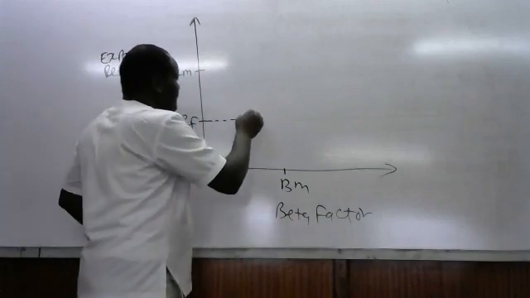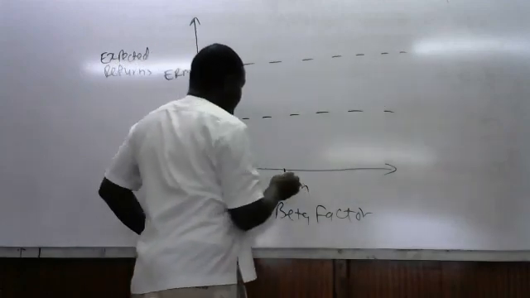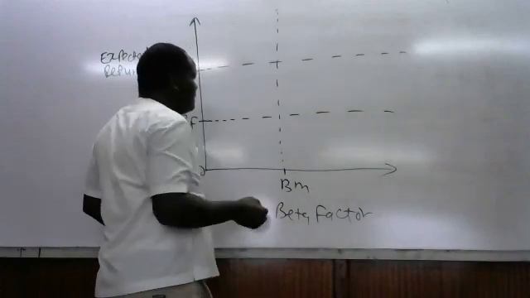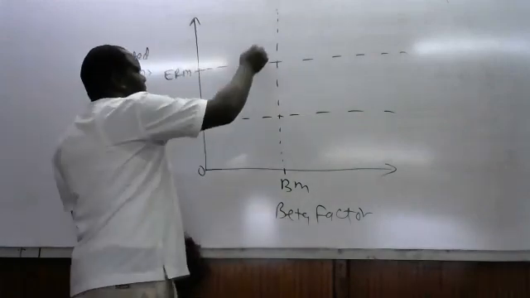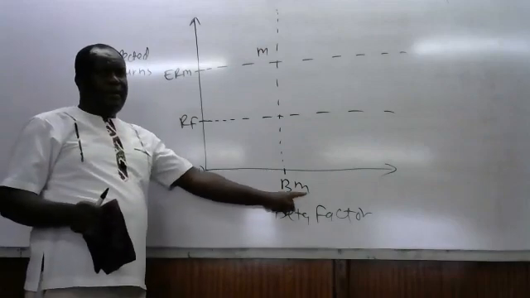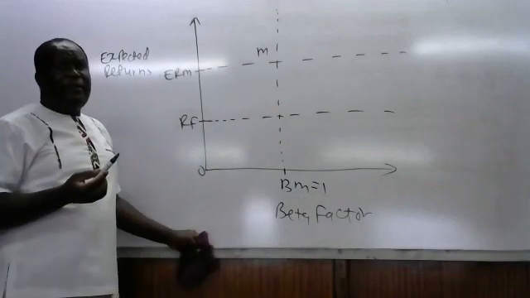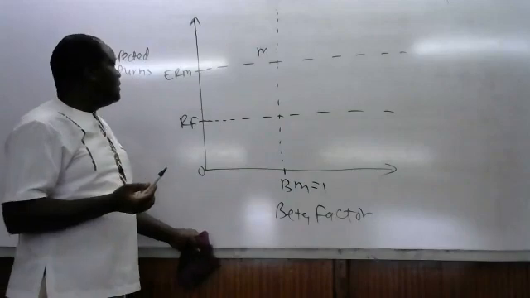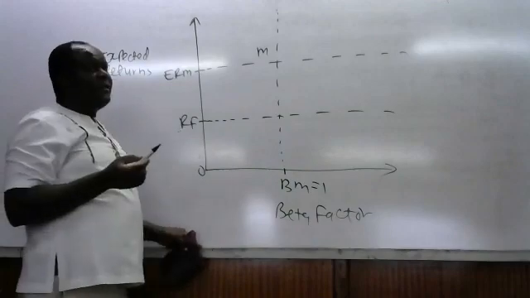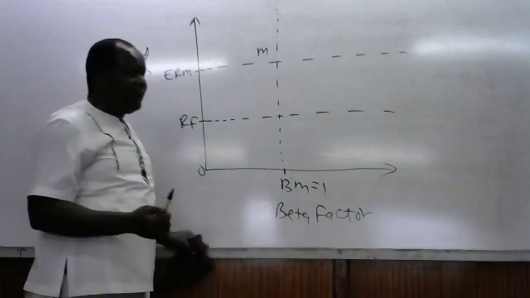This part will be the market. So this one is the beta for the market, and it is always equal to 1. Then this is the risk-free rate. This one is the expected return for the market.